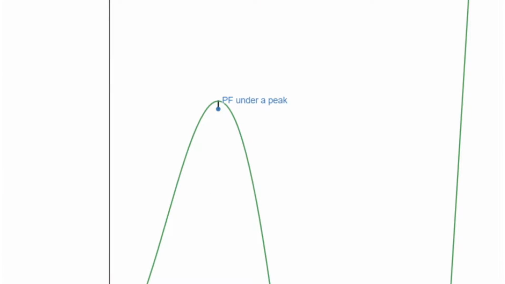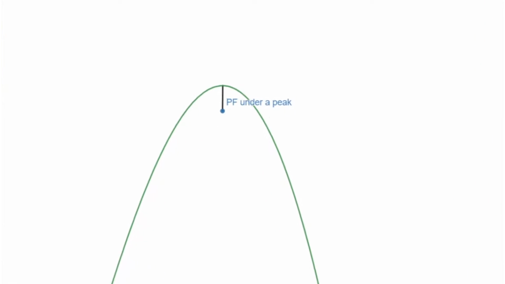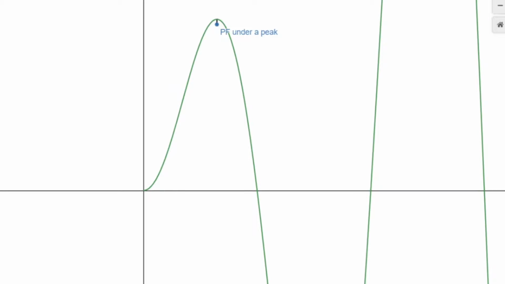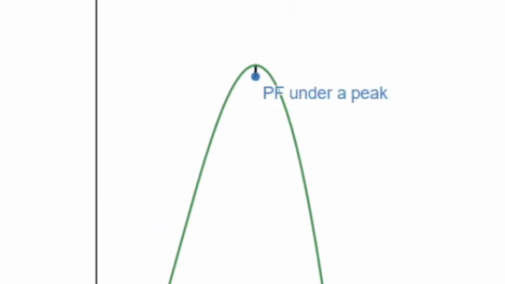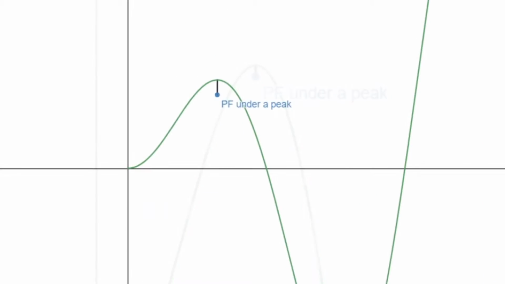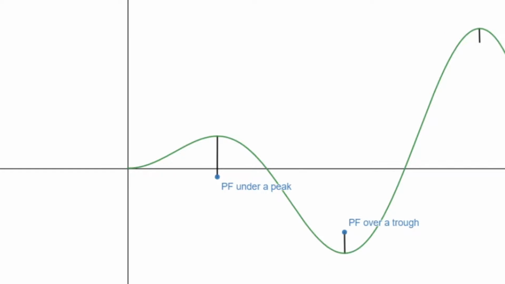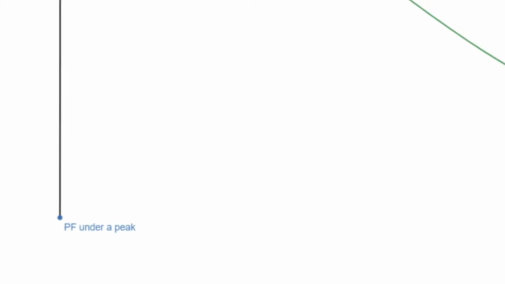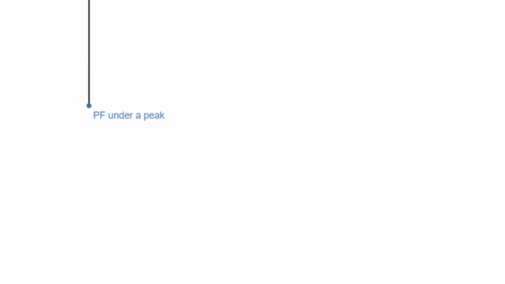To remind you what it is, the PF is a point generally lurking under a peak or over a trough of a curve. If this peak or trough is bumpy, then this PF is close to the peak. But if the curve is flat or slowly undulates, this PF socially distances from the peak, distant from the curve.